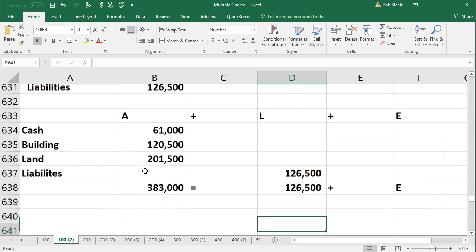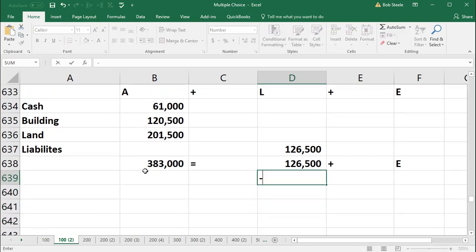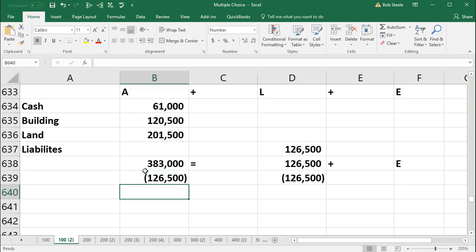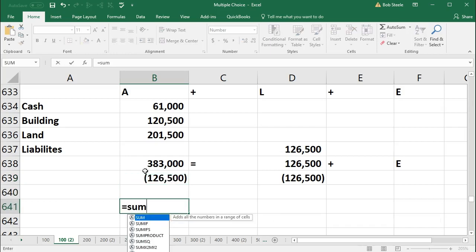Going to do so by subtracting the $126,500 from each side. So I'm just going to write that down here. $126,500. And then we'll just subtract that out from each side.